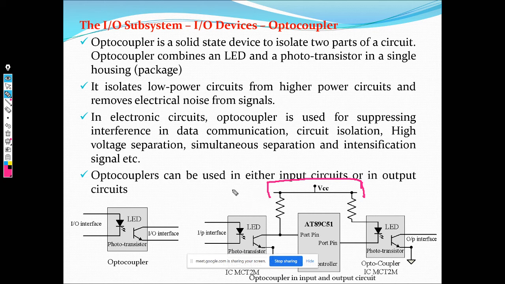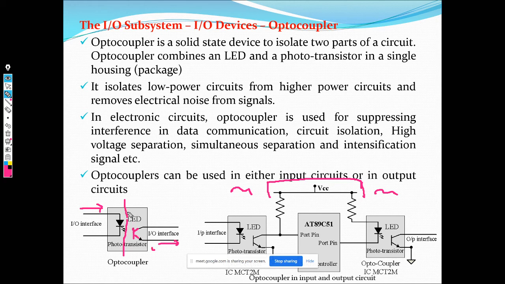So what you do is you have an optocoupler here and an optocoupler here. The optocoupler works like this. You have your IO interface here, and then you have a photo transistor, and then you have another transducer here. From the light emitted by the LED, this transducer is going to get triggered and it is going to change the voltage, or alter the voltage for the other device.